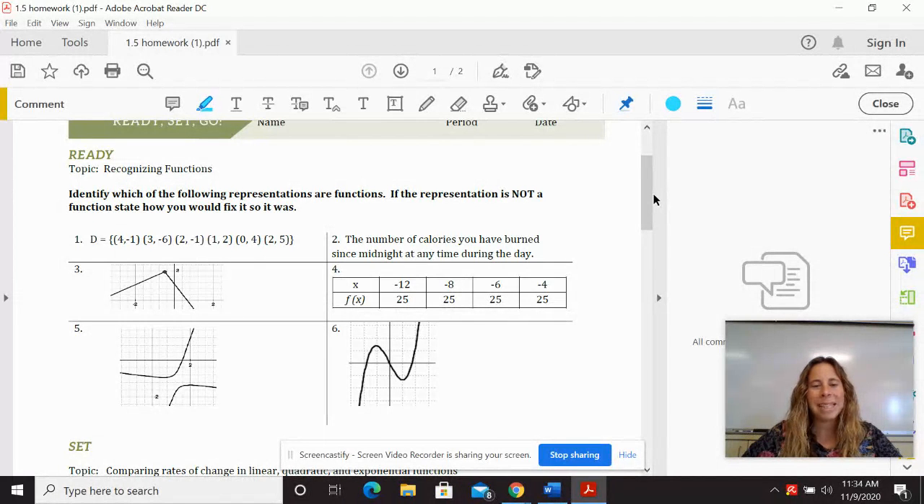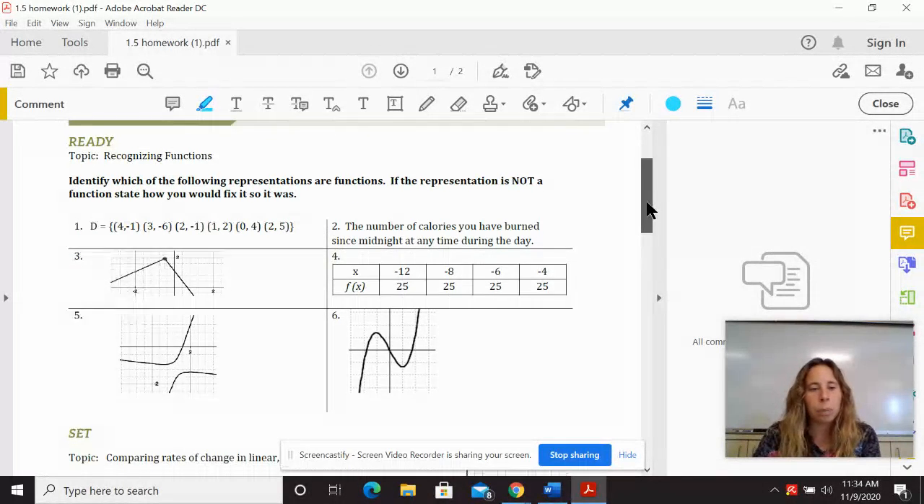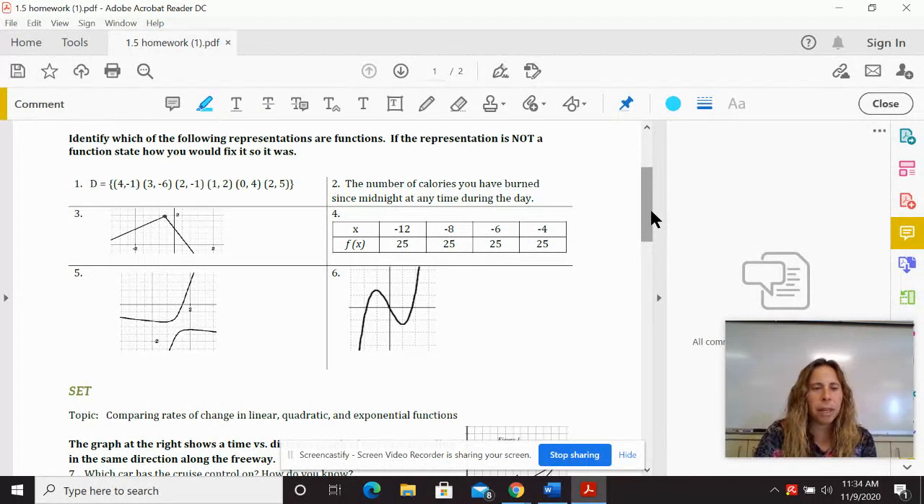Shouldn't that say so it is? If the representation is not a function, state how you would fix it so it is. Anyways, whatever, not an English teacher. Moving on.